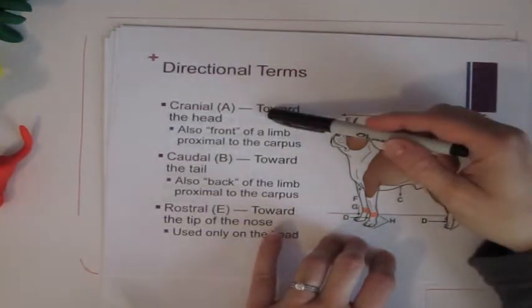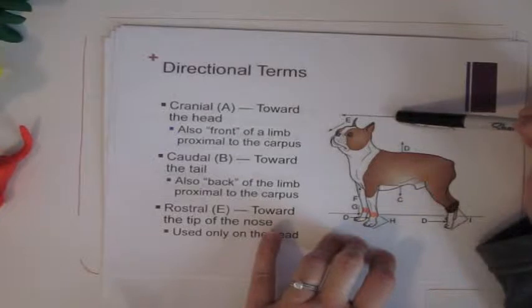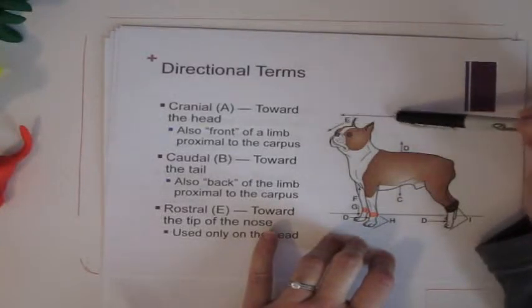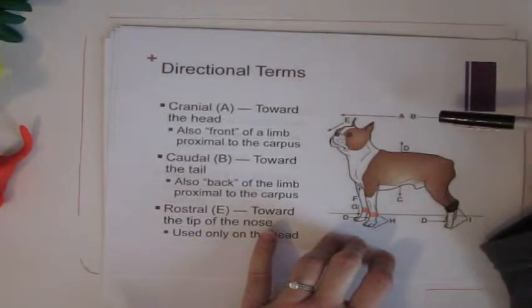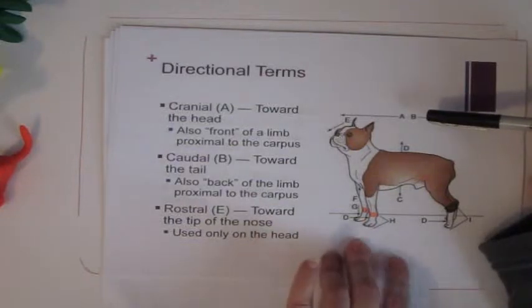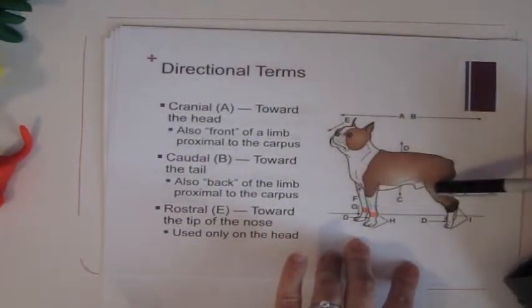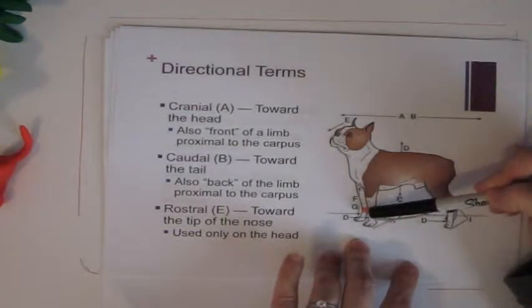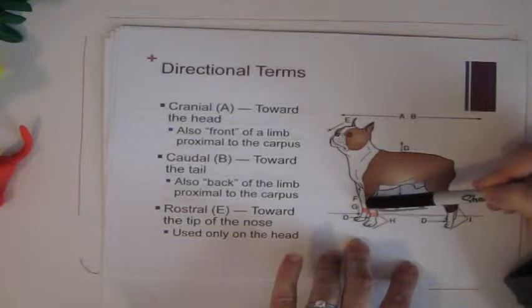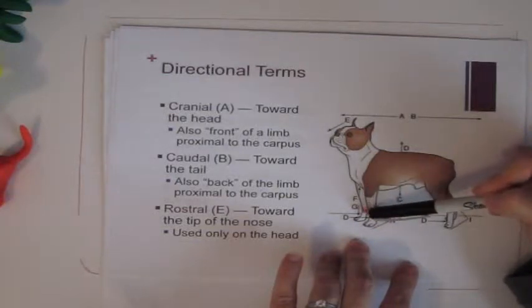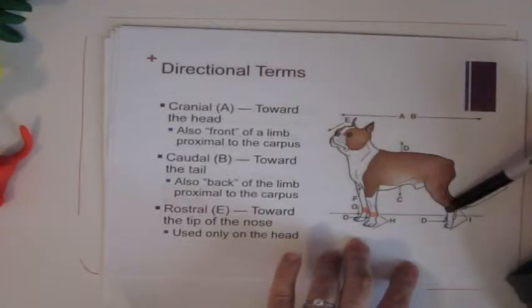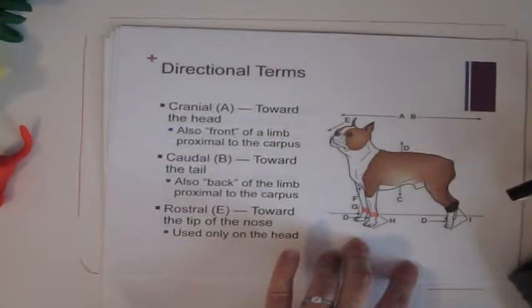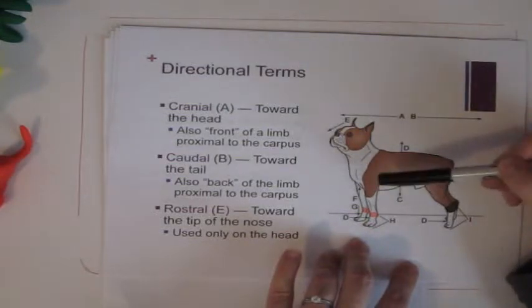So cranial. The first one is cranial. A. This is pointing in a cranial direction, which means towards the head. It's also in reference to, if we were on a limb, we would consider the front side of the limb that is proximal to the carpus. These highlighted areas here are the carpus, and these darkened areas over here are the hock or tarsus. Okay?